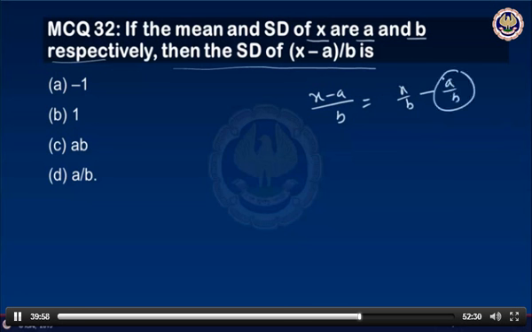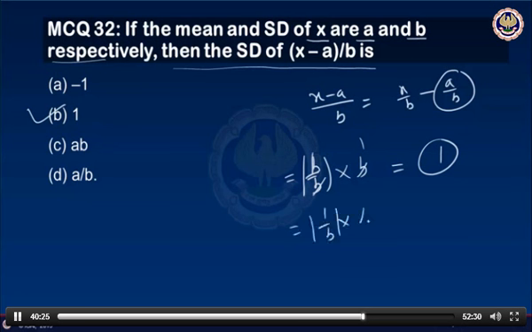This is what we call the origin, and this is the scale. So scale is affected by 1 by B times, and the SD of x is B. So this is 1 by B into modulus of 1 by B into B, the B cancels, so 1 is the SD. Option B is the correct answer.